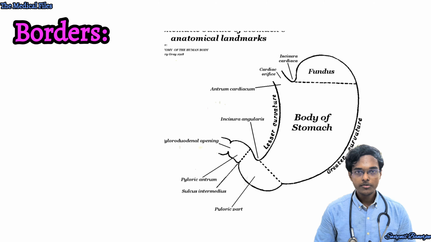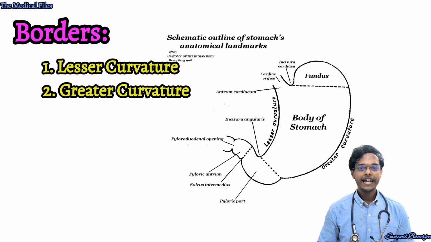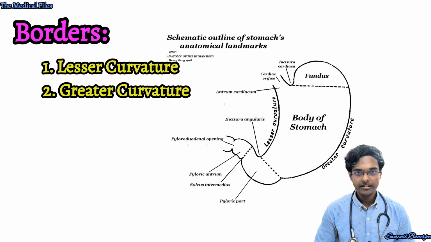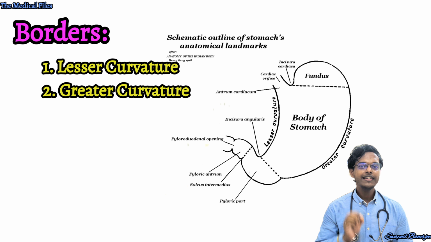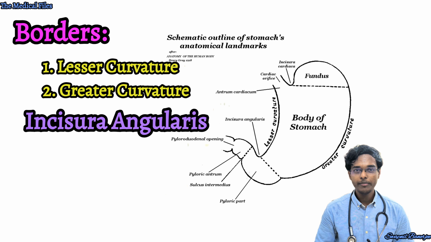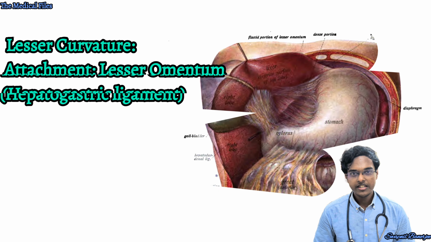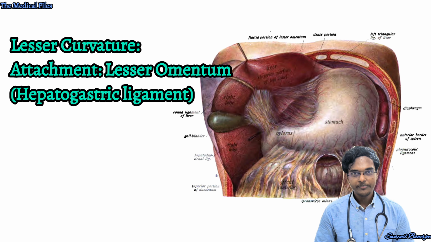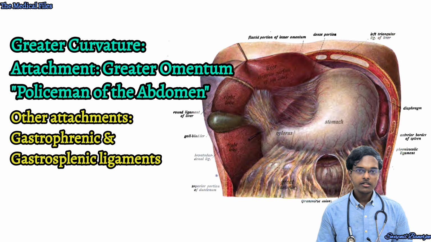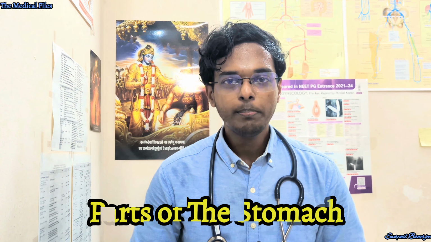Now talking about the borders of stomach. The stomach has 2 borders. At the right side it has the lesser curvature and at the left side it has the greater curvature. Now at the lesser curvature you can see an angular part or a notch, that is the incisura angularis. The lesser curvature gives attachment to the lesser omentum, specifically the hepatogastric ligament, and the greater curvature gives attachment to the greater omentum.